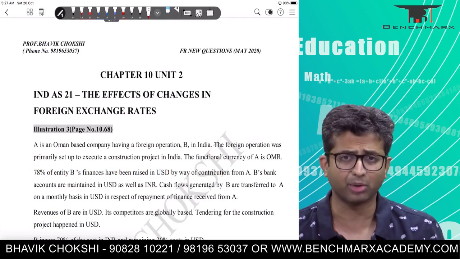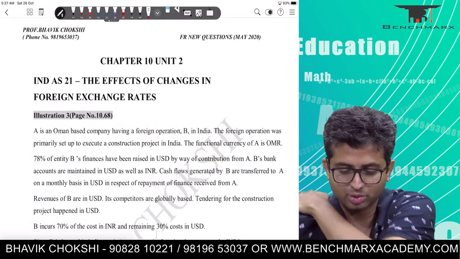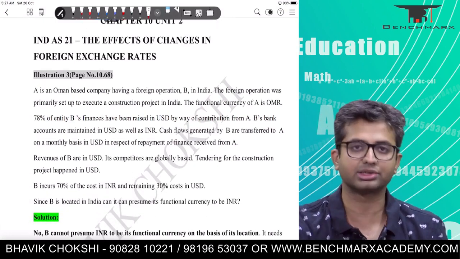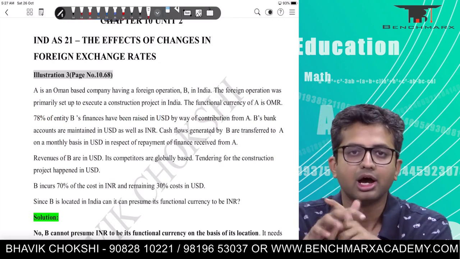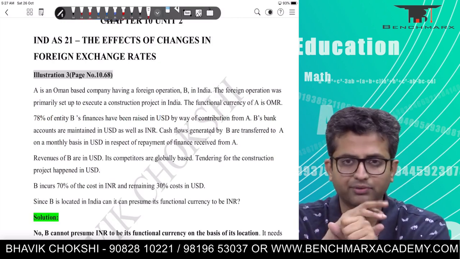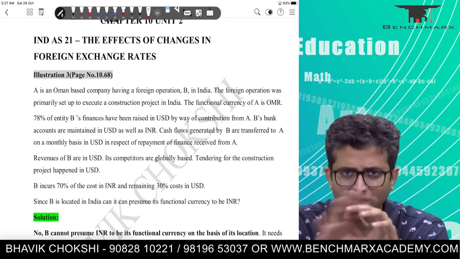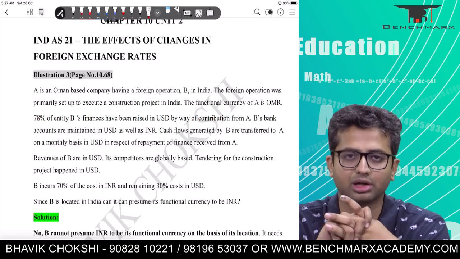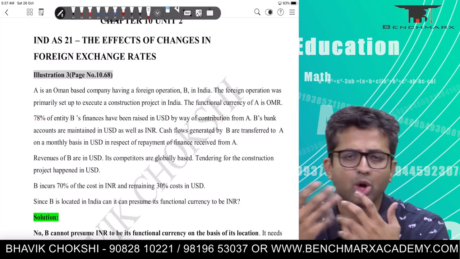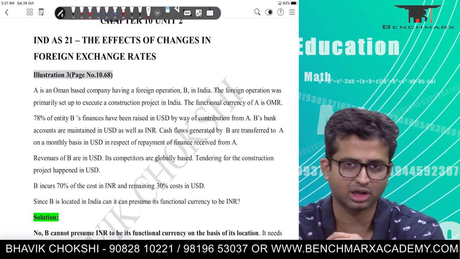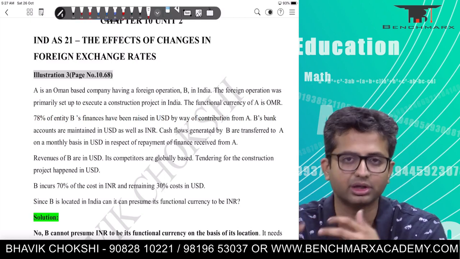This is fairly important. Now you go to the next unit, another important unit. There are good cases which are given over here. This is on Ind AS 21, the standard on foreign currency. A couple of questions over here are essentially on the functional currency. So what is a functional currency? Functional currency is the currency of the primary economic environment in which the entity operates.